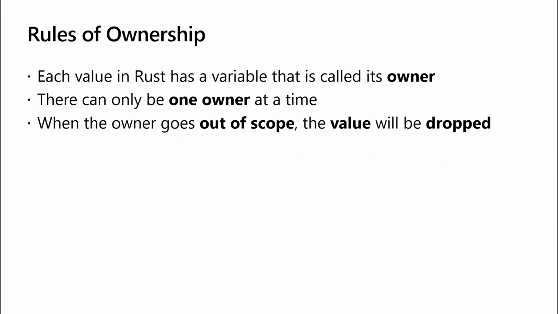Before that, let's review these rules of ownership one more time. Each value in Rust has a variable that is called its owner. There can only be one owner at a time. When the owner goes out of scope, the value will be dropped. These rules are how the Rust compiler prevents you from unintentionally creating memory safety bugs in your code.